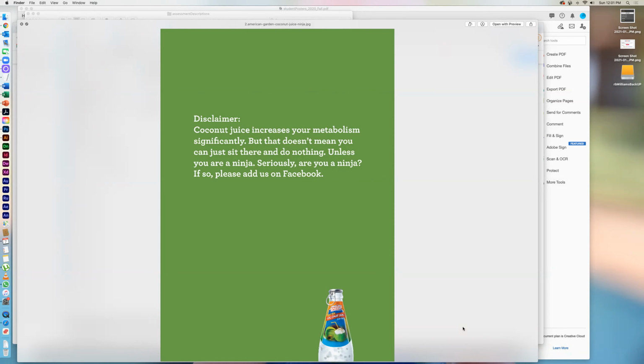And then they go to the third sentence, which is, unless you're a ninja. Seriously, are you a ninja? If so, please add us on Facebook. So not only have they sold us the product, they've told us about their Facebook by saying if we're a ninja, they want us to follow them. But in general, they want me to follow them anyway. So that does all those things. And I can go to Facebook. It's like, yeah, I'm signing up because I'm a ninja. It'd be curious to know how many people actually did sign up. But this is very nice, very tight writing.